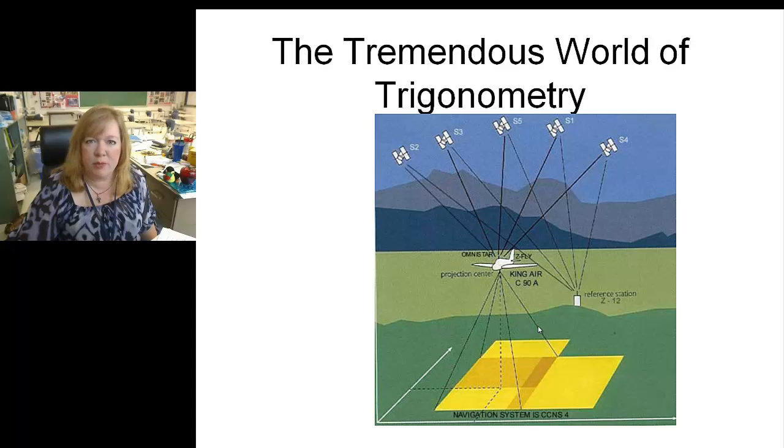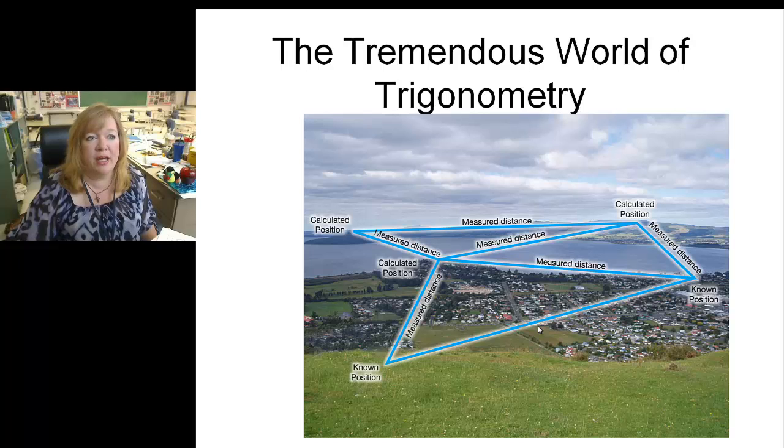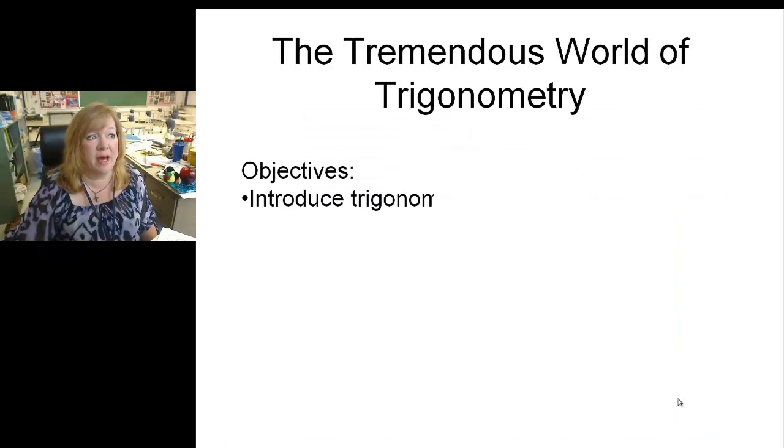So we're going to start with right triangle trigonometry, and then we're going to move into sine, cosine, and tangent, which is really the crux of how you triangulate a position and how a lot of GPS works. If you look at here, here's a calculated position. They measure this distance, and they can find all these distances in here by using the properties of trigonometry. It's kind of neat.